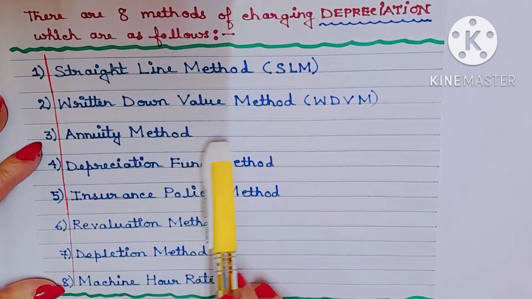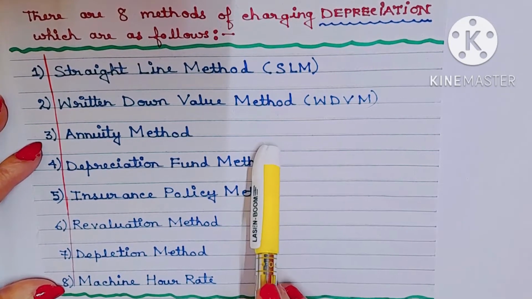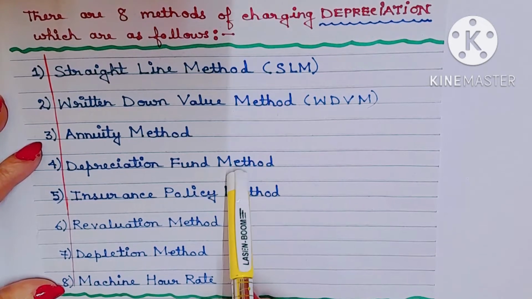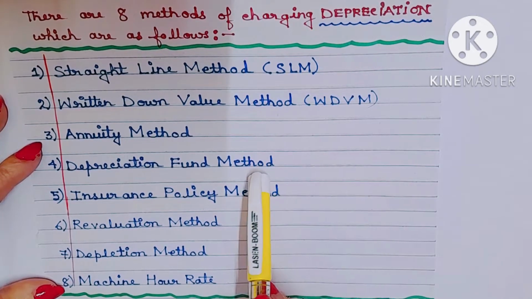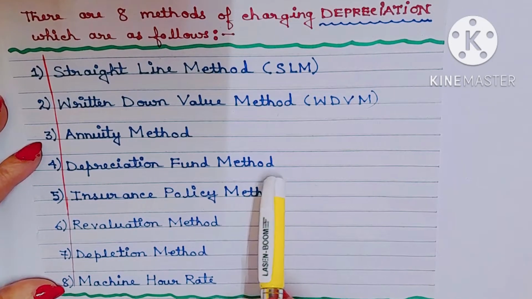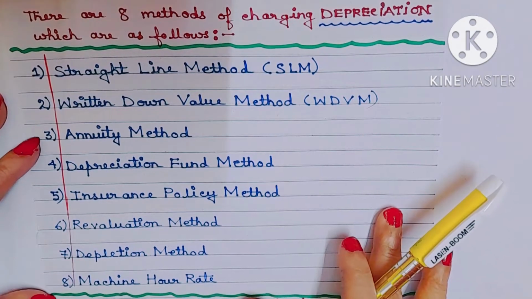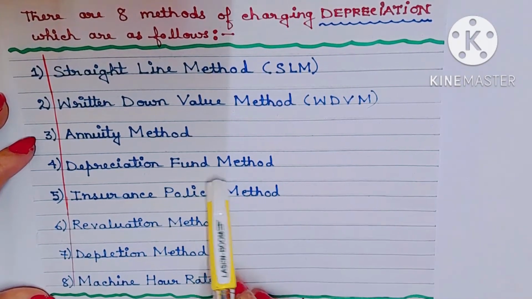This method is not needed in class 11 accountancy, but let me tell you in short, annuity method is used for long leases, the purchase of such asset being considered as an investment of capital earning a certain rate of interest on its diminishing value. Okay. Now what is depreciation fund method?